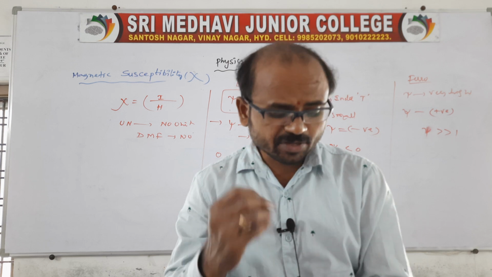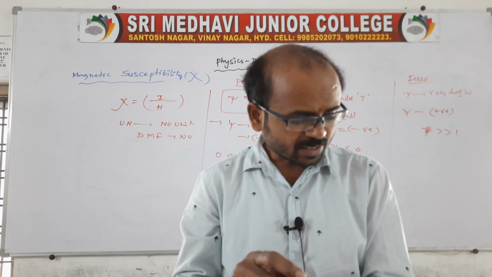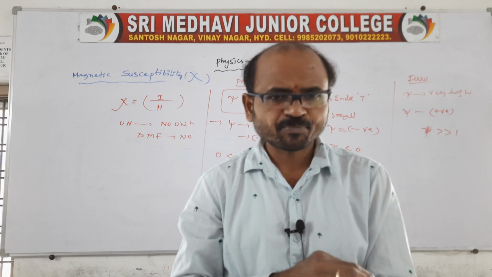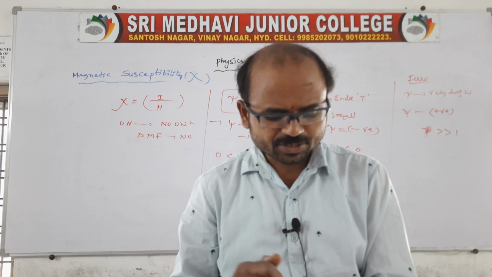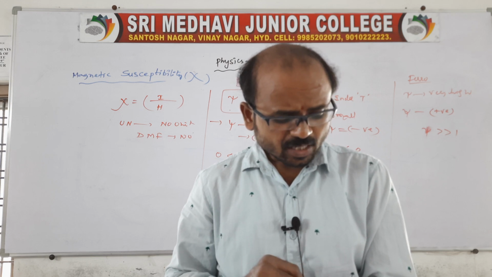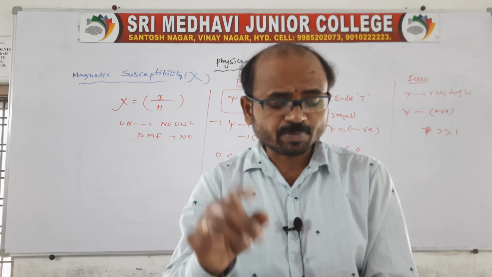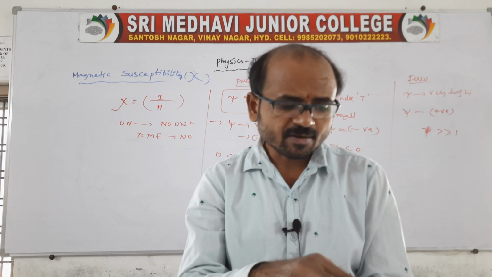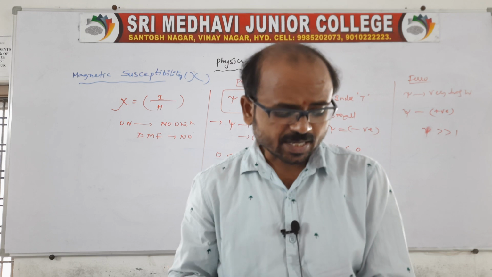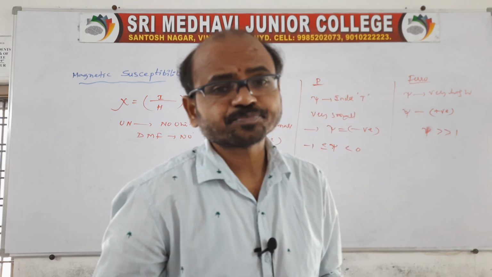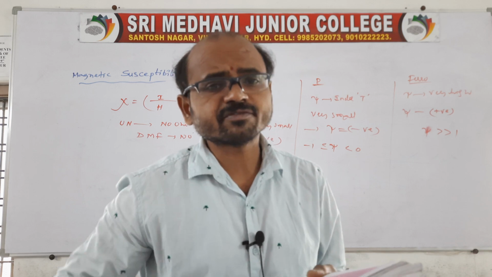Under a uniform magnetic field, para and ferro substances come to rest in the direction of the applied magnetic field. Whereas in case of a diamagnetic substance, it comes to rest perpendicular to the direction of the applied magnetic field, opposite to the applied direction.